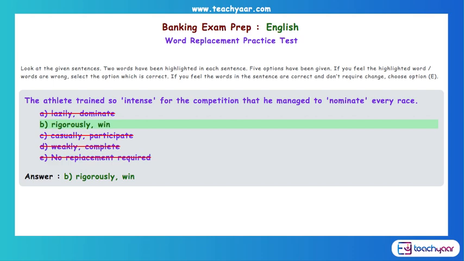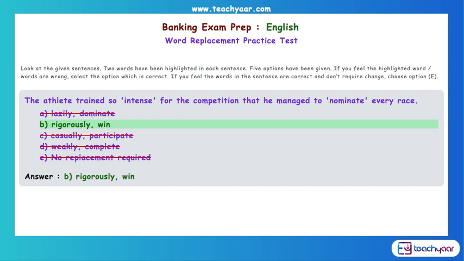The athlete trained so intensely, it can be, but here it is intense, so it is wrong. So intense means you are working very hard, training very hard. So lazily is wrong. Rigorously is right. Rigorously, vigorously, yes, training very hard. Casually, weakly, wrong. And what is the second word?